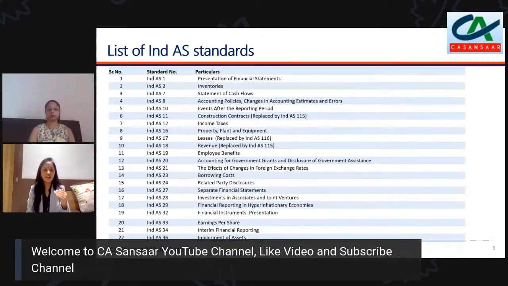So in this form, every standard has a difference as compared to your accounting standards. The most important differences are in the standards of revenue recognition, in the standard of leases, in the standard of deferred taxes, and in the standard of financial instruments, which is one of the most important standards.